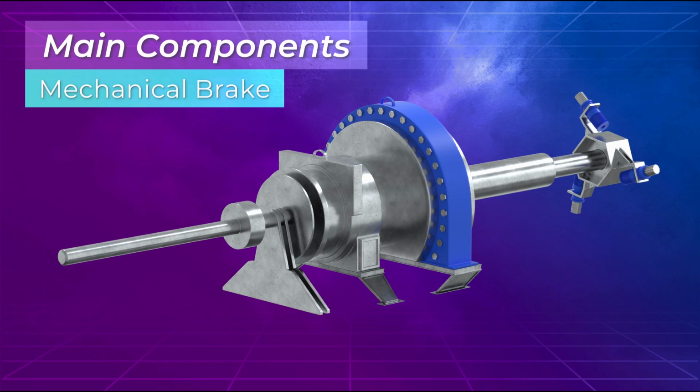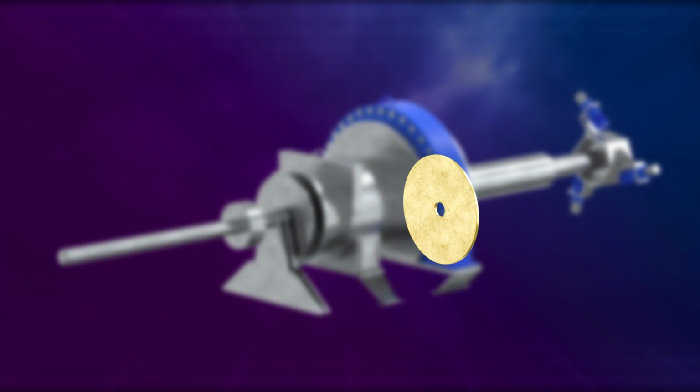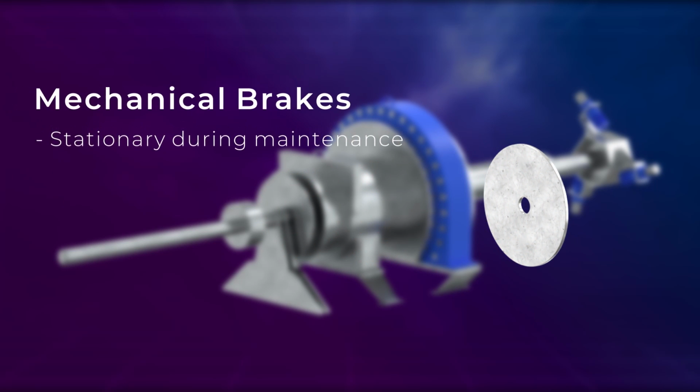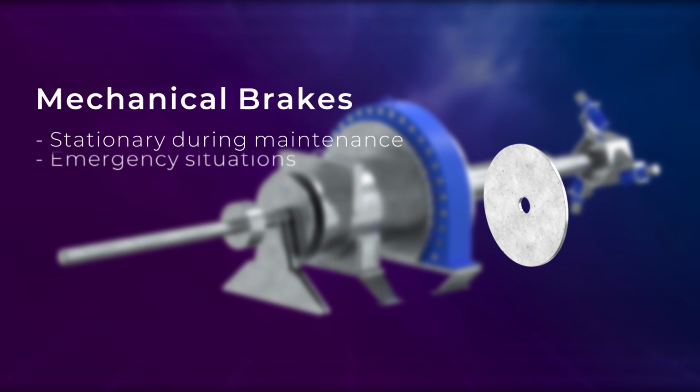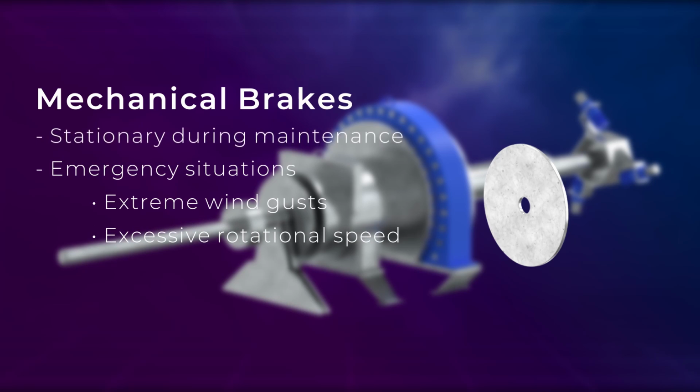A mechanical brake is located on the high-speed shaft which connects the gearbox to the generator. Mechanical brakes are applied as a backup method of keeping the turbine stationary for maintenance, or in the case of emergency situations such as extreme wind gusts or excessive rotational speed.